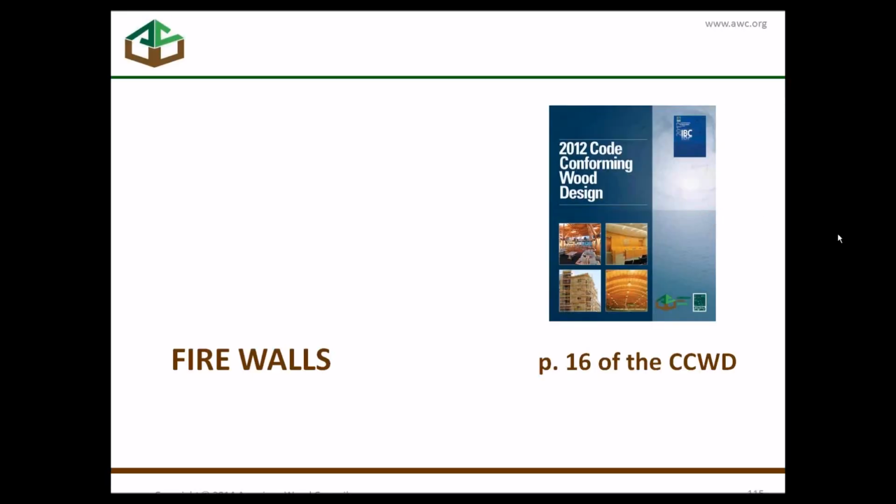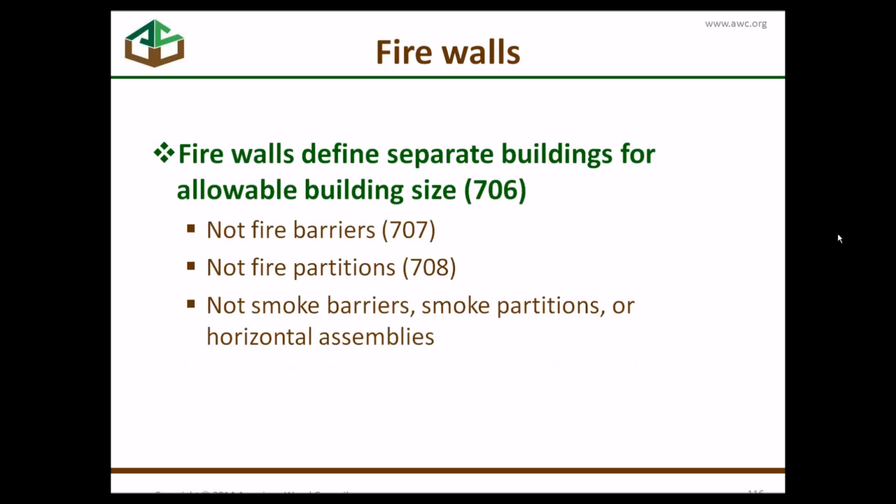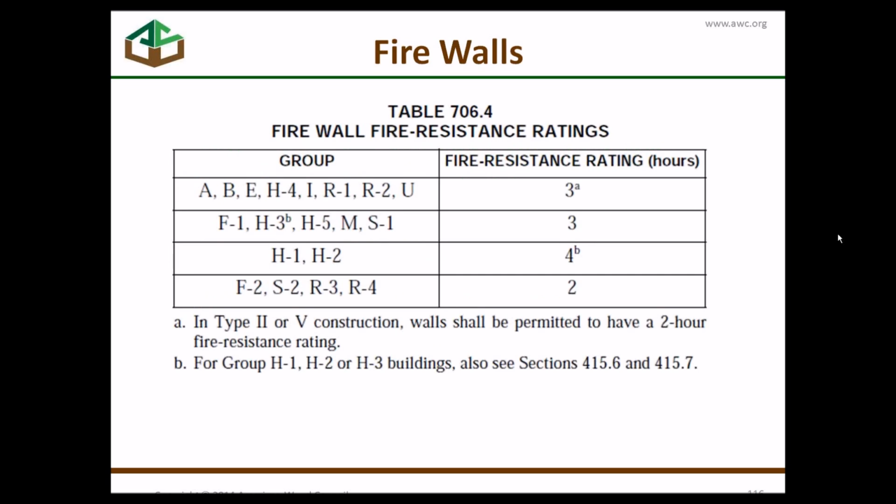What about firewalls? This is on page 16 of the Code Conforming Wood Design. Of course, as you know already, most of you, firewalls define a building. In other words, you start your allowable building area over with a firewall. It has very specific requirements, 706. Firewall is not a fire barrier. It's not a fire partition. It's not a smoke barrier, not smoke partition. Those all have their own separate requirements and separate sections in the code.